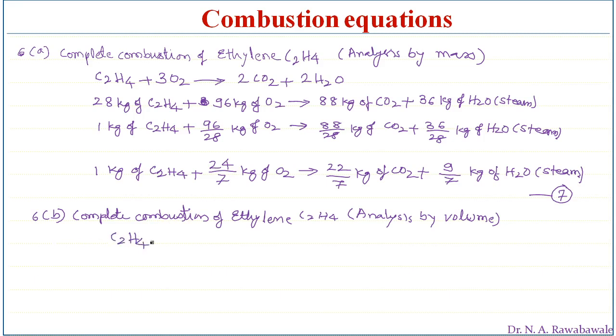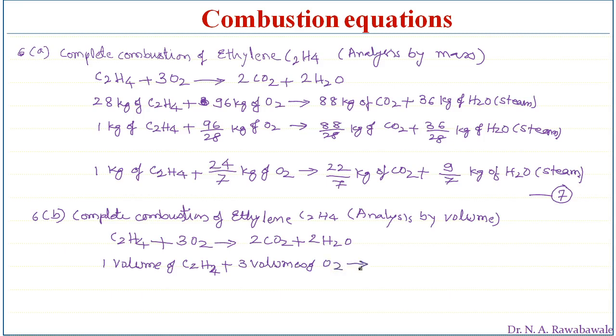C2H4 is burned in presence of 3 moles of oxygen by producing 2 moles of carbon dioxide and 2 moles of water H2O, that is nothing but 1 volume of ethylene C2H4 is burned in presence of 3 volumes of oxygen, producing 2 volumes of carbon dioxide and 2 volumes of water H2O, that is steam.